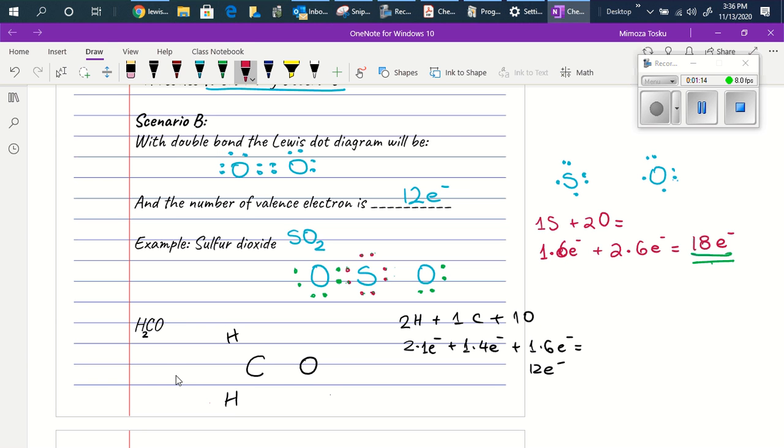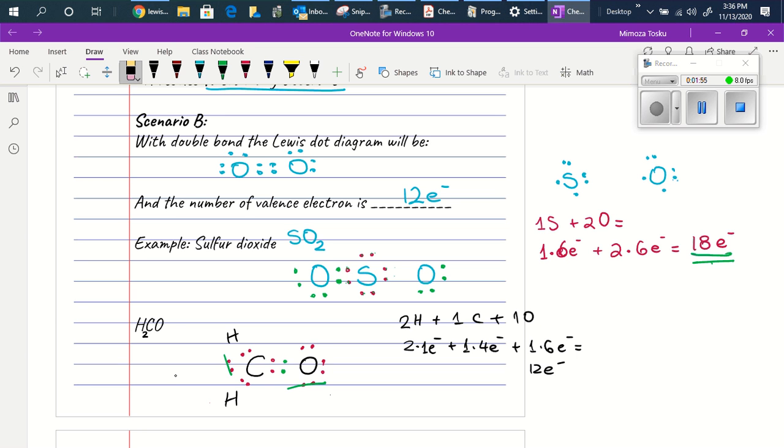Let's start with the carbon, which is 1, 2, 3, 4, 5, 6, 7, 8, and then 9, 10, 11, 12, 13, 14. As you see, in total we have 14 electrons, which is way more than what we need, because in total we have to have only 12 electrons. So what we will do is delete 2 electrons on the oxygen and 2 on carbon, and place them as a double bond here.